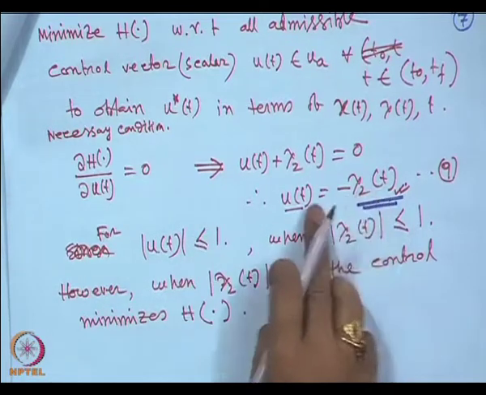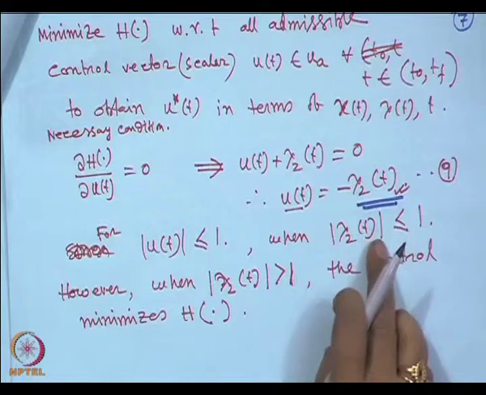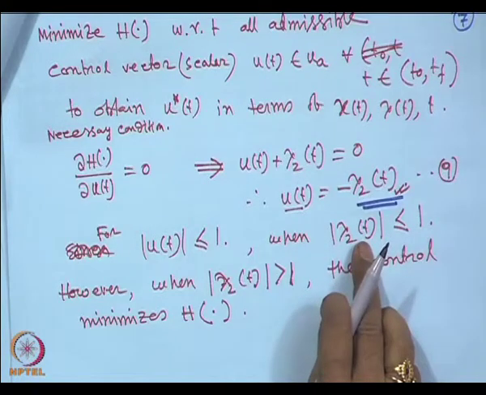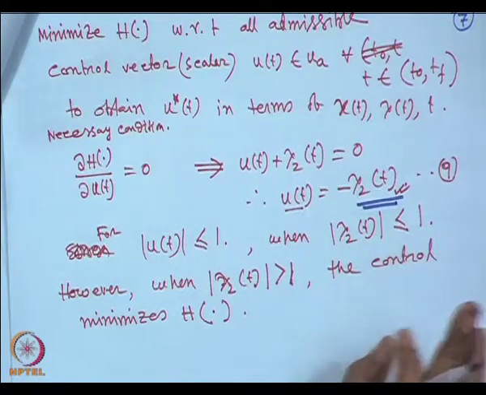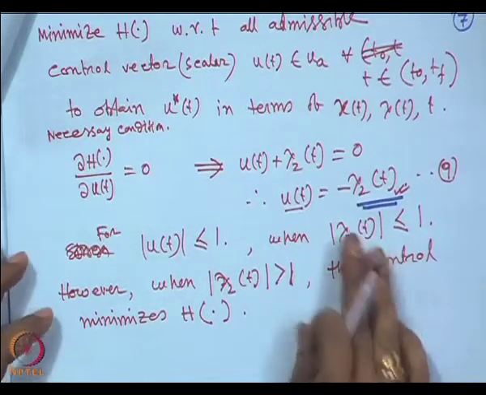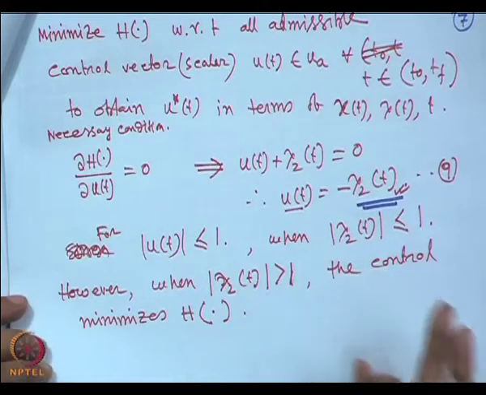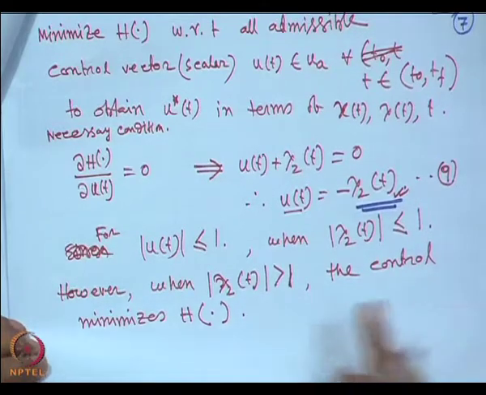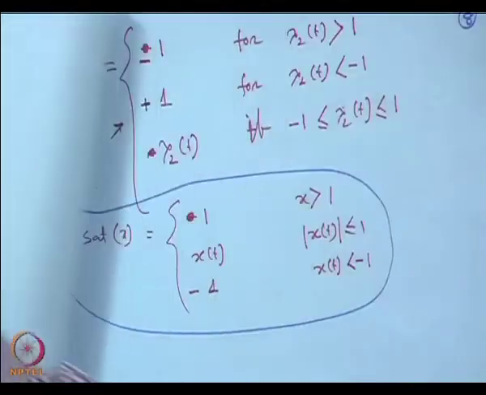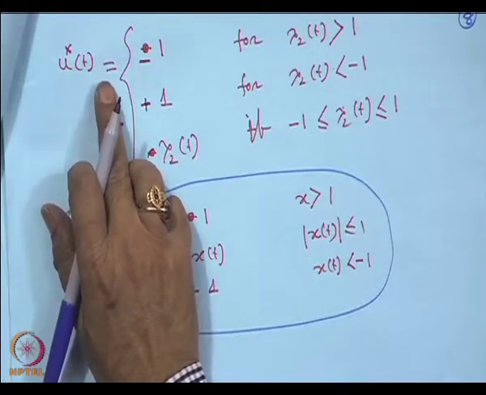Which in turn, from this equation, we can write that the mod of lambda of t must be less than 1, then the input will be less than 1. There is no guarantee that lambda of t may not be greater than 1. In that situation, what should the control input be? That control input we decide on the basis of the Pontryagin minimum principle.